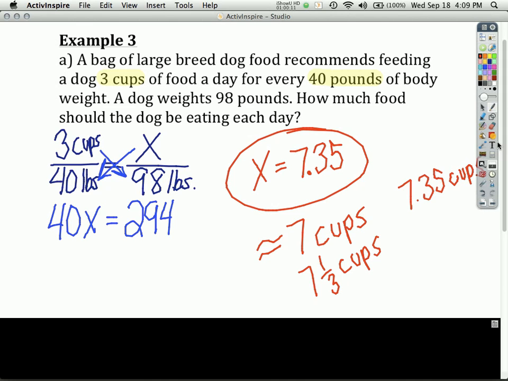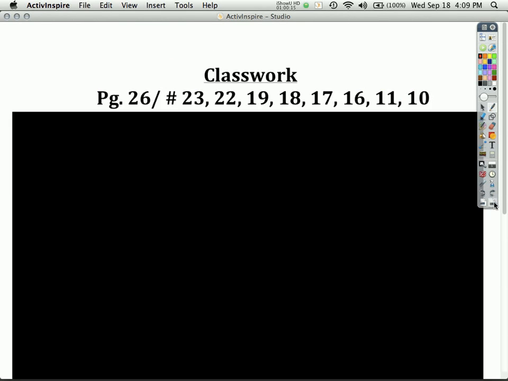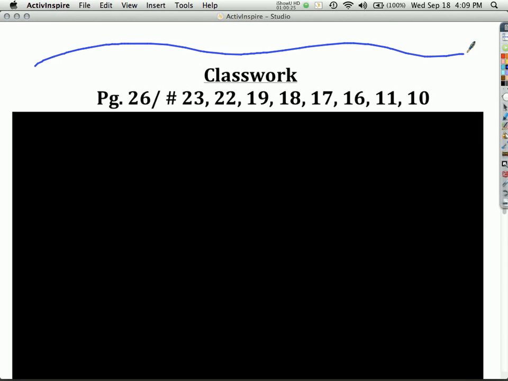All right, I have another example, but I don't think we need to do it, and I have a checkpoint, and I don't think we need to do it. So let's go to our classwork. Classwork, you're going to do page 26. You're going to do numbers 23, 22, 19, 18, 17, 16, 11, and 10.